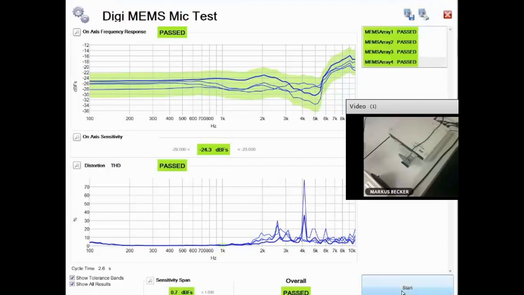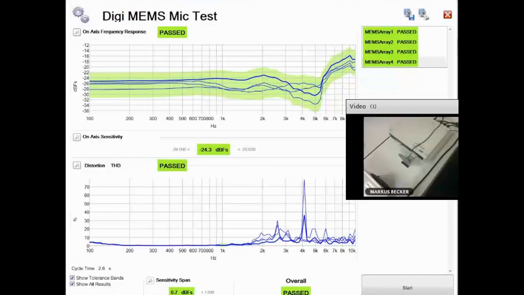Again, 4 cycles, 1 for each microphone. All curves are within the band. The sensitivity is within the limits. The tolerances, you can see that slightly down here, is also within limits. And the sensitivity span is also below the defined limit. Well, that is basically the practical presentation.